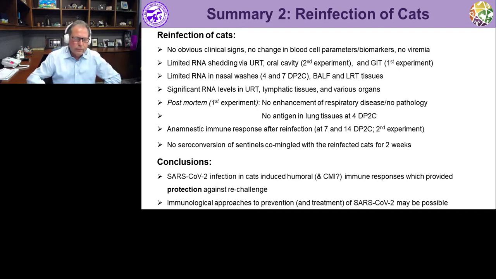So we conclude from these that SARS-CoV-2 infection in cats induces at least humoral immune responses, maybe also cell-mediated immune responses, which we still have to test, which provided protection against re-challenge. And so this means that immunological approaches to prevention of SARS-CoV-2 and treatment of SARS-CoV-2 may be possible.